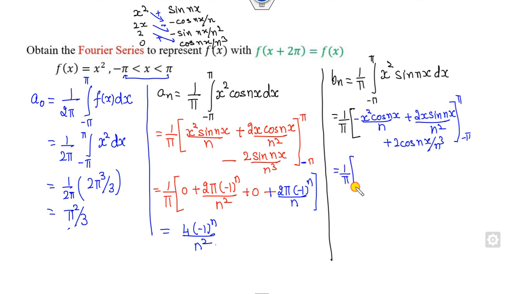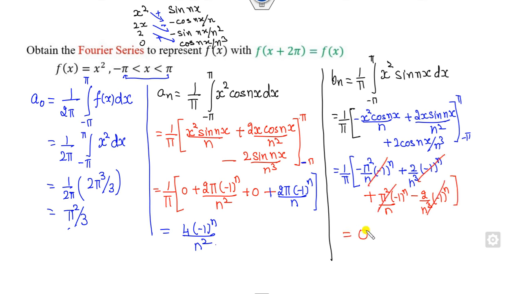So here cos n pi is minus 1 raised to power n, sin n pi is 0, again it's 2 over n cube minus 1 raised to power n. Now I can substitute the lower limit, minus plus pi square cos n pi, is again this minus 2 over n cube minus 1 raised to power n. So clearly this will be cancelled, so the bn will be 0. So finally, what is my Fourier series?